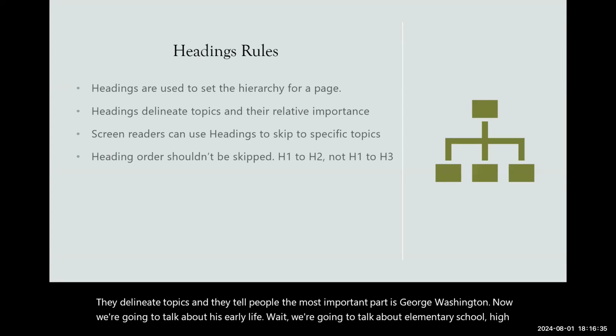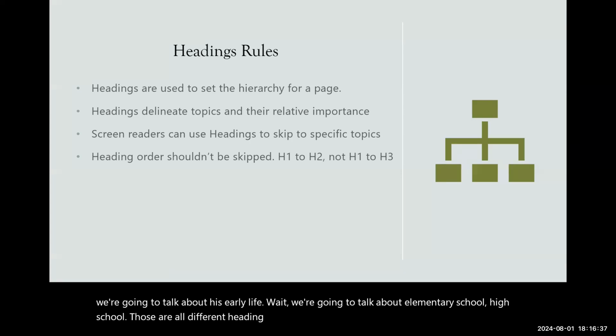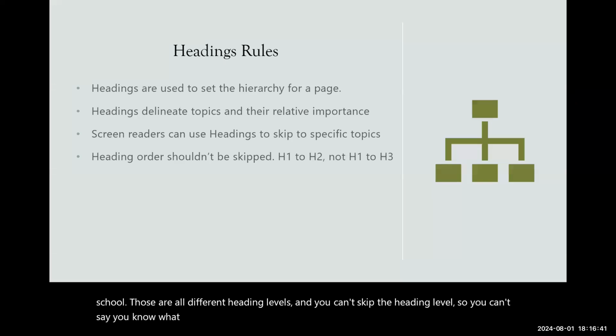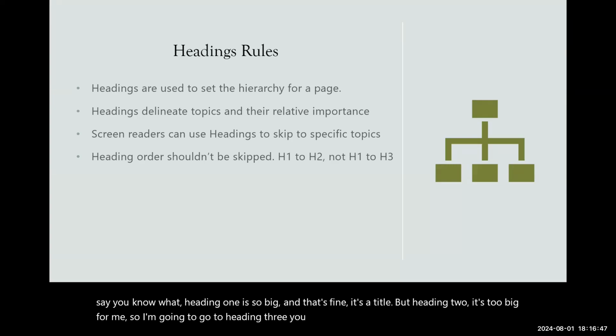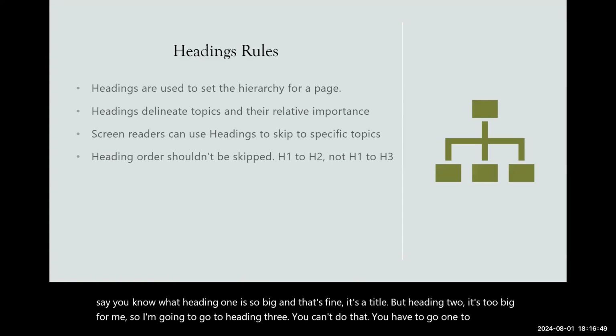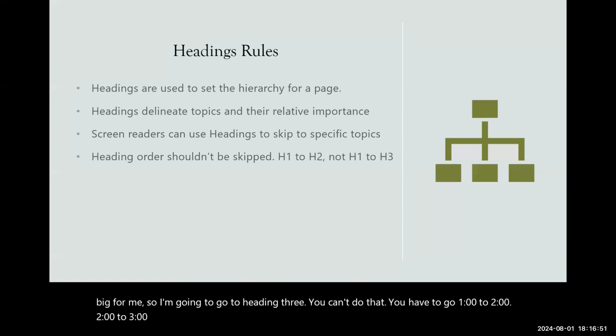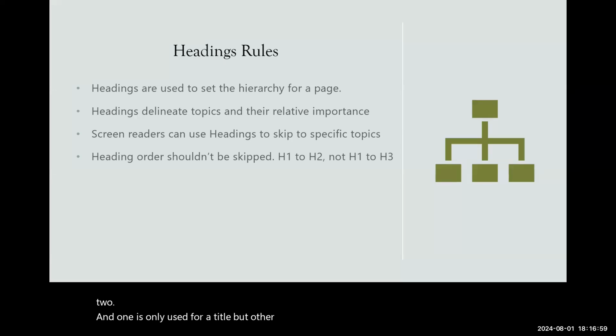Those are all different heading levels, and you can't skip the heading levels. So you can't say, you know what, heading 1 is so big and that's fine, it's a title. But heading 2, it's too big for me, so I'm going to go to heading 3. You can't do that. You have to go 1 to 2, 2 to 3, 3 to 4. Now you can skip back up. When you hit 4, you can skip back up to 2, and 1 is only used for a title. But other than that, you can't be skipping them.